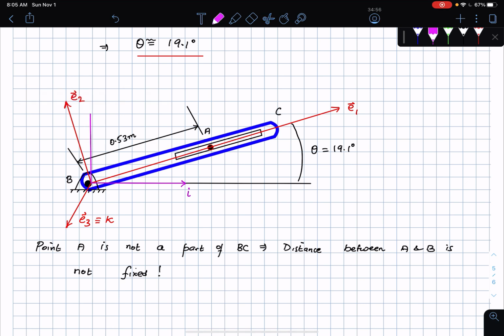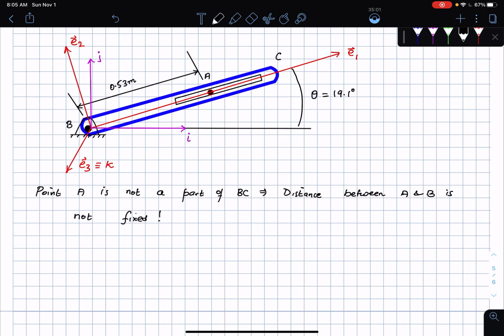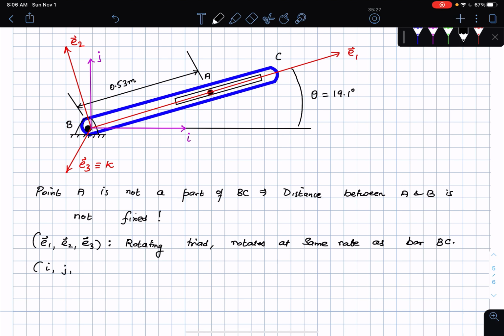Okay, that's the inertial frame. So let me write down a few things. The unit vector system E1, E2, and E3 is a rotating triad and rotates at the same rate as the bar BC. The unit vectors i, j, k are a fixed frame, as you know. And I have the angle between the two of them there.